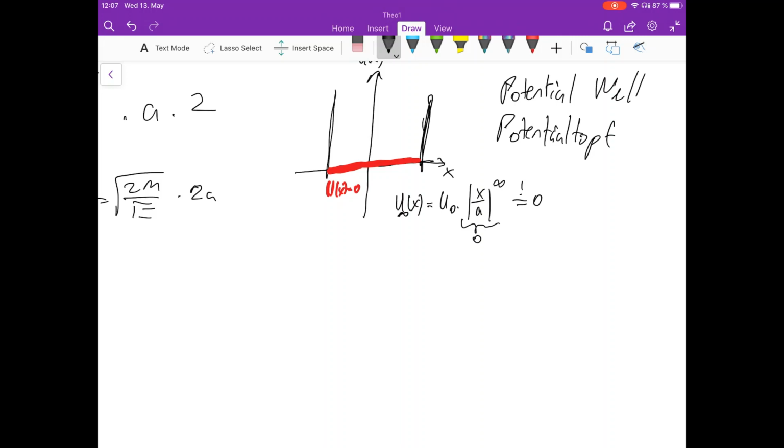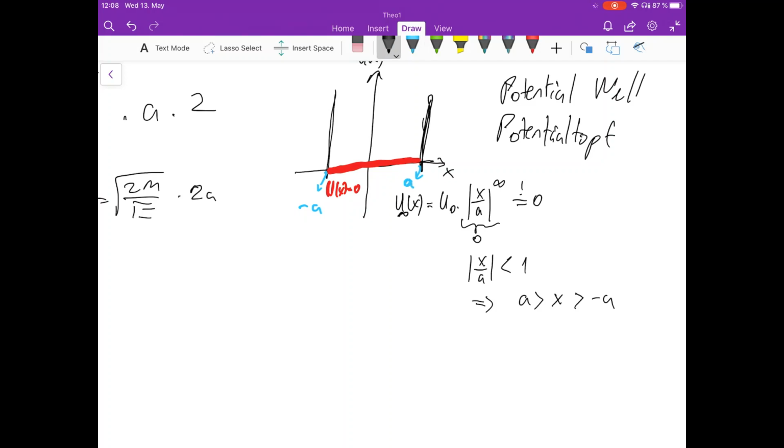So for this to be 0, the absolute value of x divided by a should be smaller than 1, because we have the exponent infinite. So for that, we can say x should be smaller than a and bigger than minus a. Simple mathematics. So now we know our borderlines. This point here is going to be minus a, and this point here is going to be a.